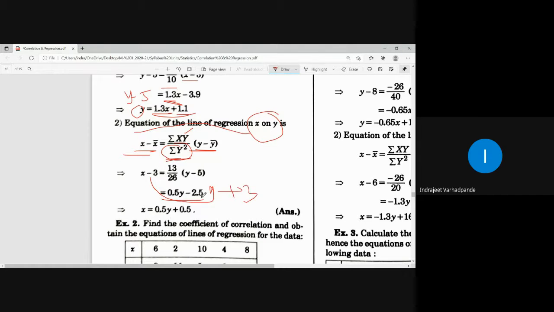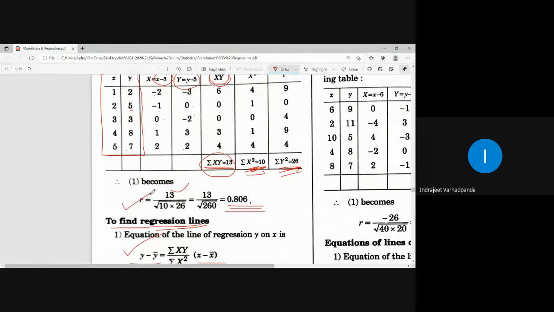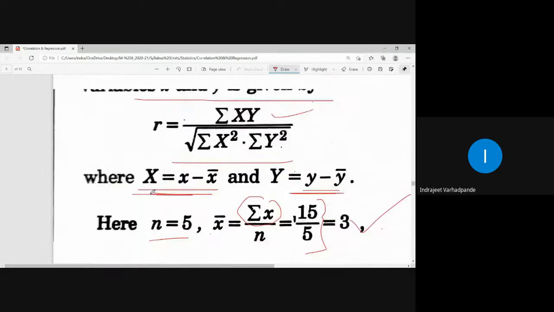So plus 3 minus 2.5 will be positive 0.5, and this is 0.5 y. 13 by 26 means 1 by 2, and 1 by 2 means 0.5. So what is the line of regression x on y? It is expressed as x in terms of y and constant. So x is equal to 0.5 y plus 0.5. So this is how we calculate the correlation coefficient as well as lines of regression x on y, y on x for the given table.